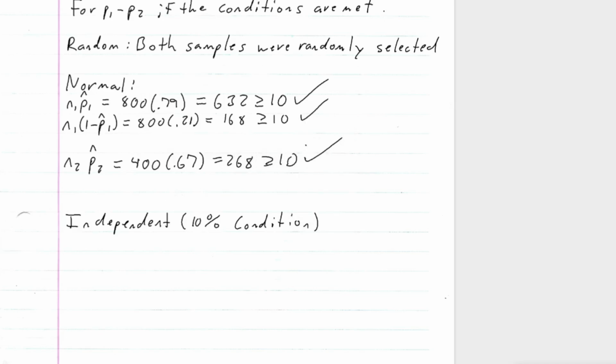Bigger than or equal to 10. And then n2 times 1 minus p2 hat is equal to 400 times 0.33, which is equal to 132, which is bigger than or equal to 10. So the normal condition is met.